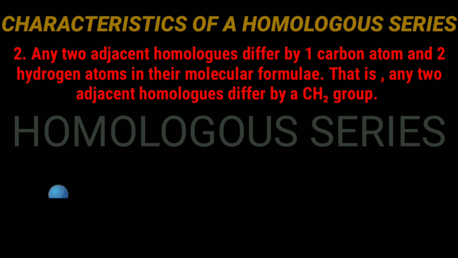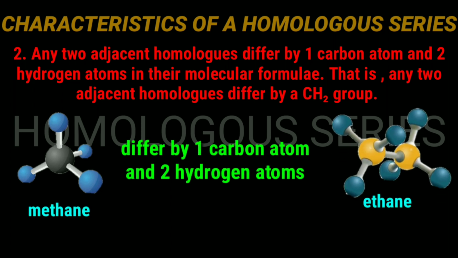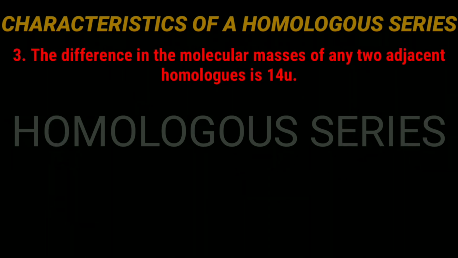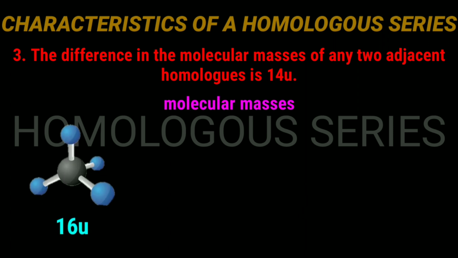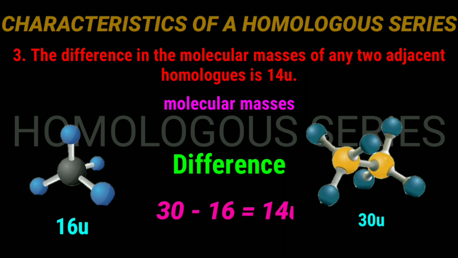For example, the first two adjacent homologues of the alkane series, methane and ethane, differ by one carbon atom and two hydrogen atoms. The difference between CH4 and C2H6 is CH2. The difference in the molecular masses of any two adjacent homologues is 14 units. For example, the molecular mass of methane is 16 units and that of its next higher homologue ethane is 30 units. So, the difference in the molecular masses of ethane and methane is 30 minus 16 equals 14 units.